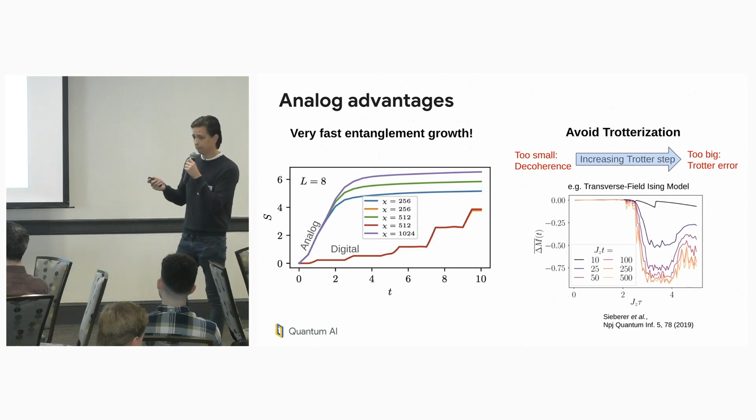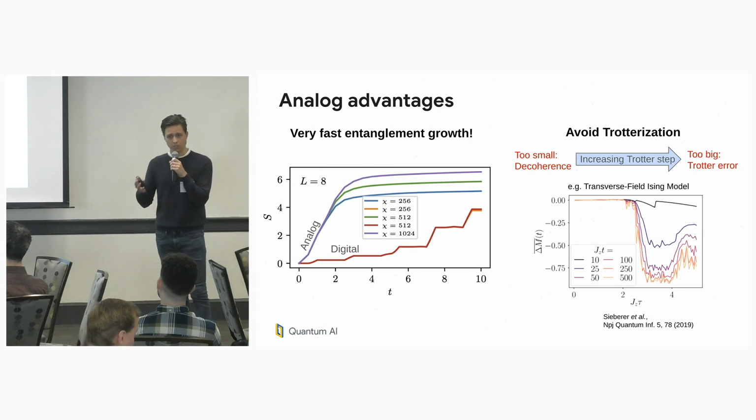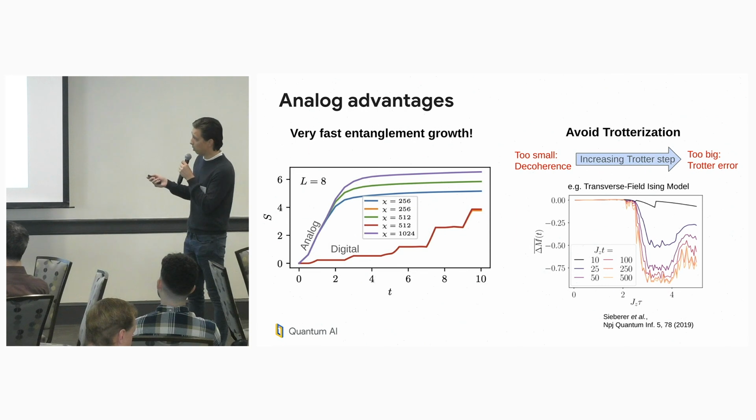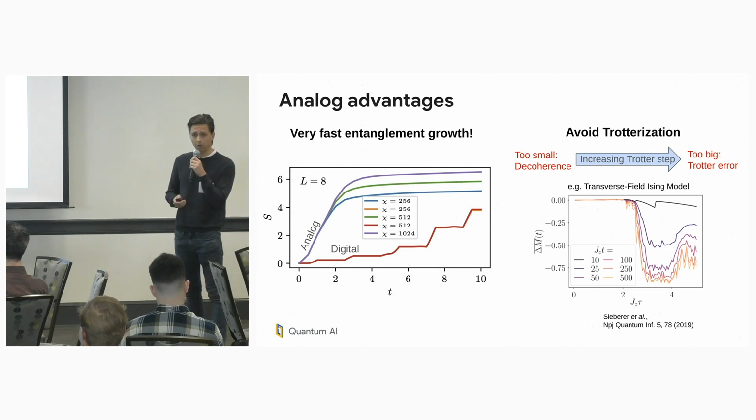In addition to that, by directly implementing the Hamiltonian dynamics, we avoid trotterization. That allows us to circumvent this sort of eternal issue of digital simulation, where a too small Trotter step gives you decoherence because it's very slow, and a too large one gives you Trotter error, as is shown here for the transverse field Ising model.